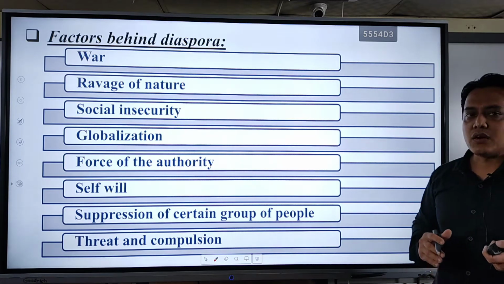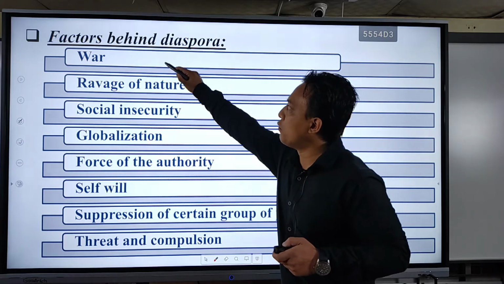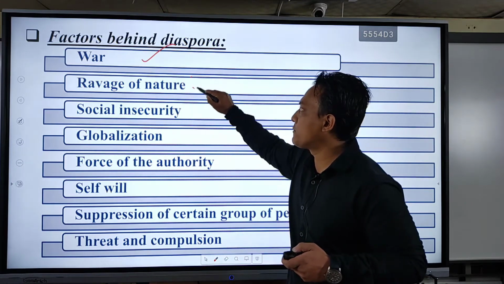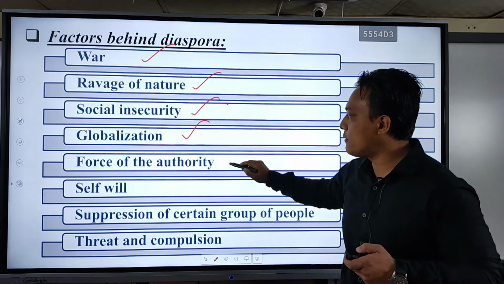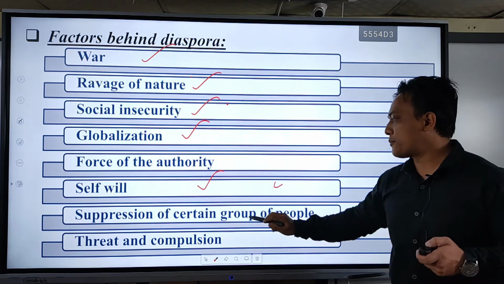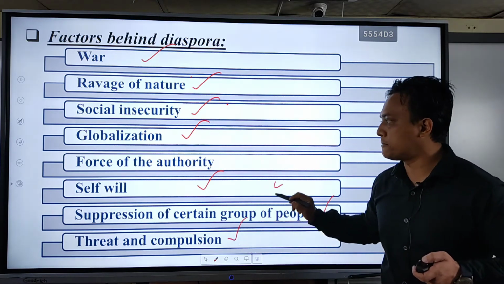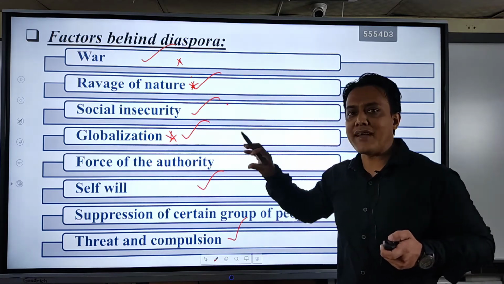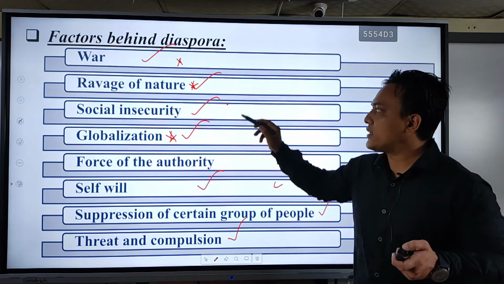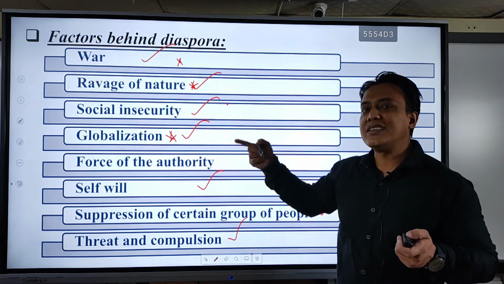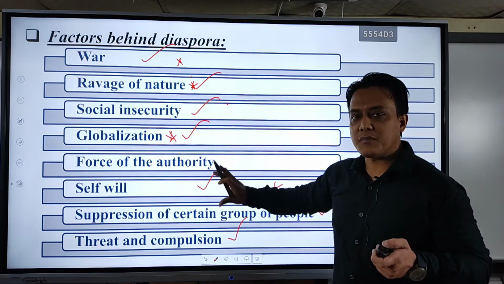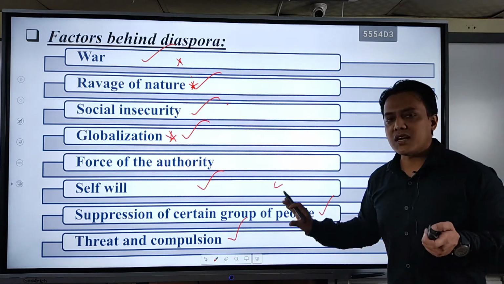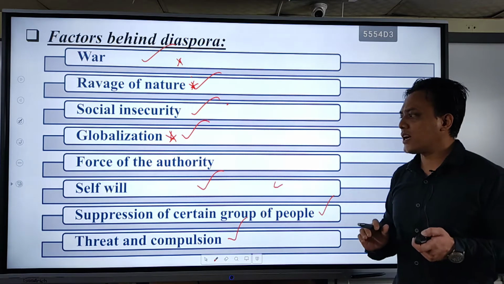This is diaspora. And what are the causes behind diaspora? War is one of the causes of diaspora. Then ravage of nature, social insecurity, globalization, force of the authority, self-will, separation of certain group of people, threat and compulsion. Globalization, war and ravage of nature, these three causes have been mentioned in the passage, and the rest of the factors have been mentioned in an indirect way. For that reason, all the factors have been established in this slide so that you can have a proper understanding regarding the factors behind diaspora.